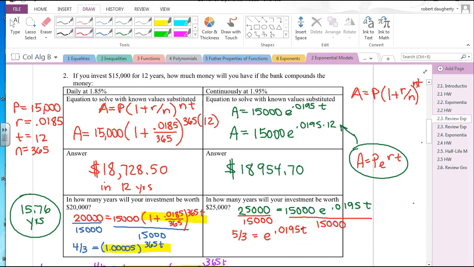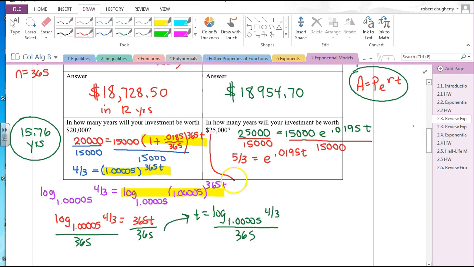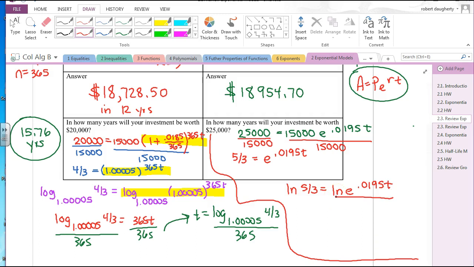Now in order to solve this, I need to take the natural log of both sides. So the natural log of 5/3 is equal to the natural log of e to the 0.0195 t. The reason we took the natural log is that it's the inverse of the natural exponent. So the natural log of e to the 0.0195 t is just 0.0195 t. It solves for the exponent. So I get the natural log of 5/3 equals 0.0195 t, and now to solve that for t, I divide by 0.0195.